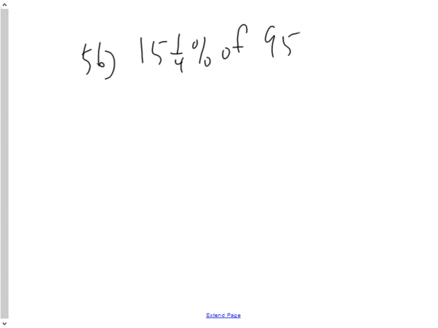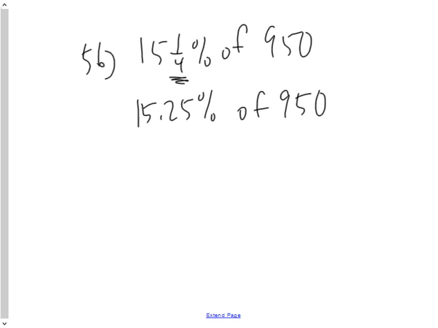Question number 5B. So that's 15.25% of 950. So 15.25%, again, we have this fraction part here. Since we all know a quarter is decimal 25, these two questions are going to be the same, and this is a better starting point. Since percentages are out of 100, this percent as a fraction would be 15.25 out of 100.